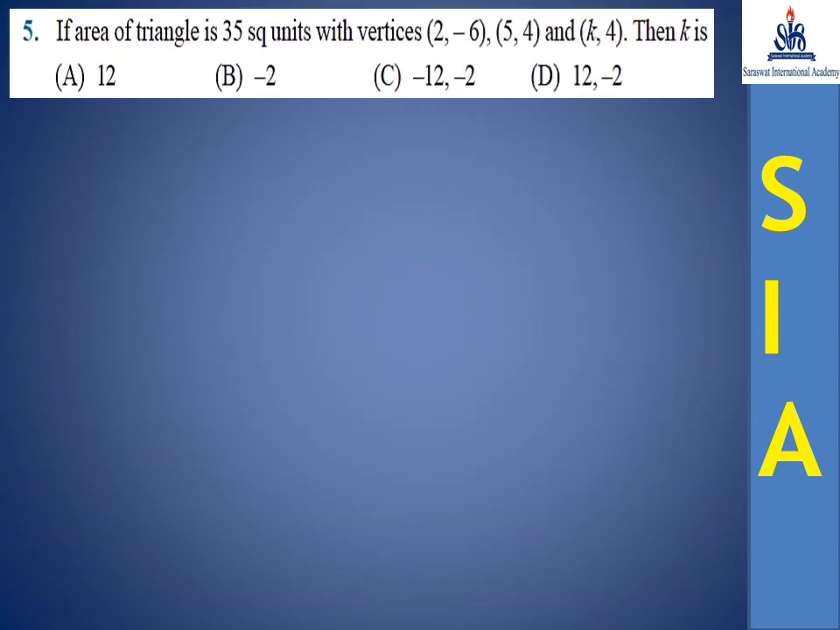Question 5. The area of the triangle is given as 35 square units, and the vertices are as follows: 2 comma minus 6, 5 comma 4, and k comma 4, and it is asking for the value of k. This question is MCQ type, but students, this question is for 2 marks. If it is not given as MCQ, then the same method applies.